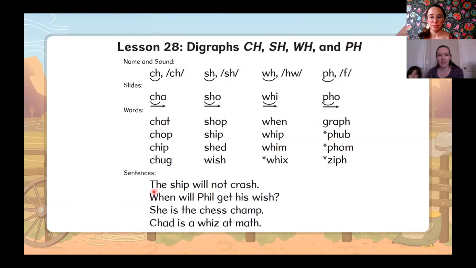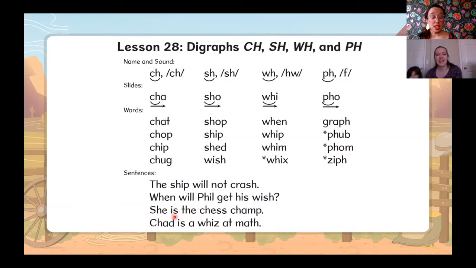There are. Okay, let's read the sentences this time. Good. Let's read the sentences. The ship will not crash. Next one. When will Phil get his wish? Wish? Okay, good. Next one.